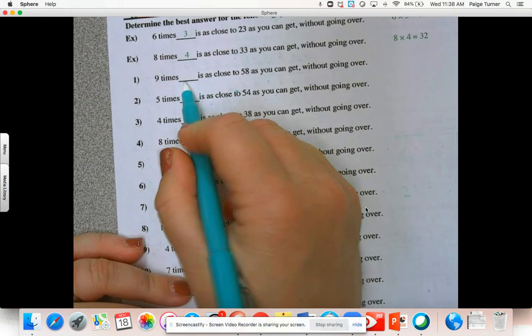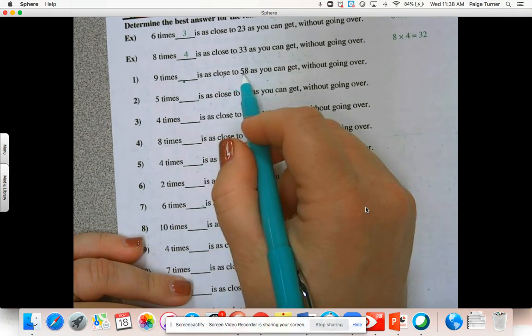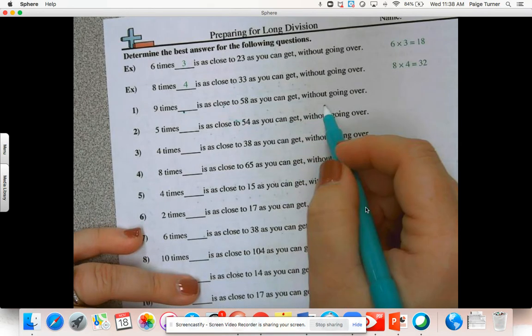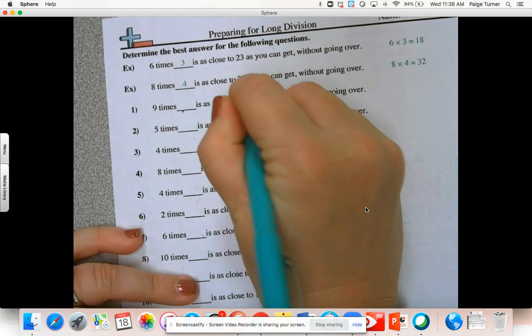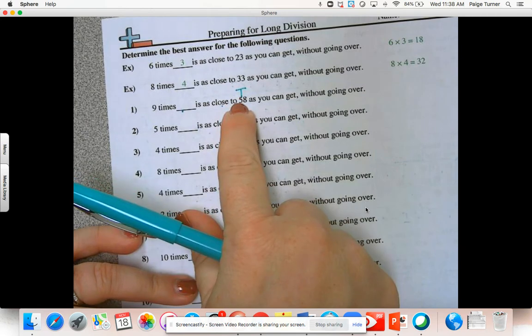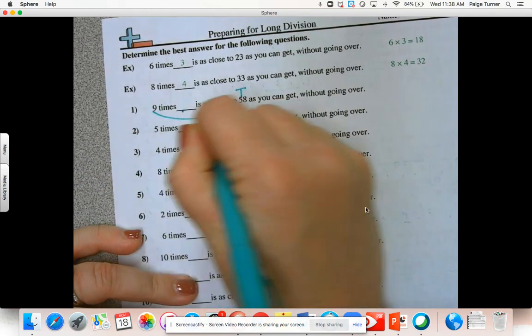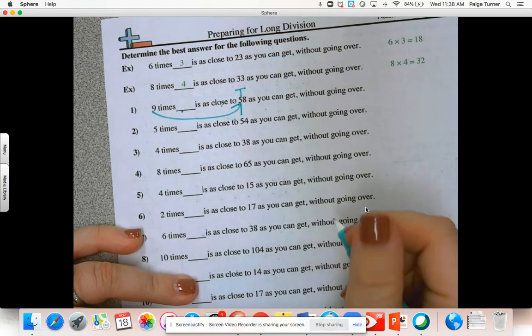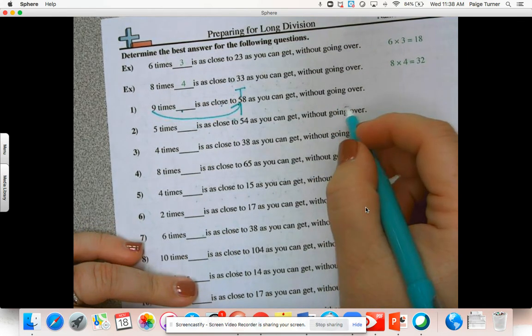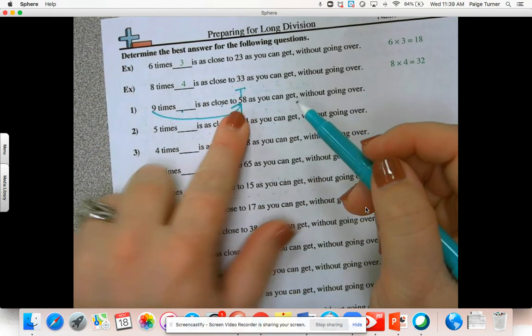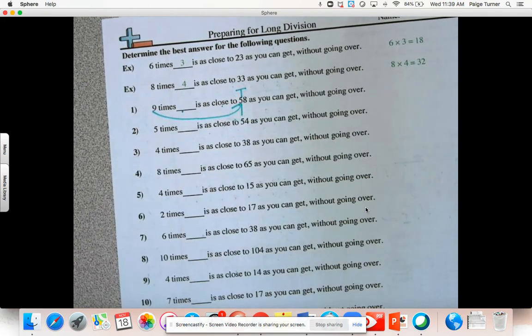9 times blank is as close to 58 as you can get without going over. Since we don't want to go over the number 58, that means that 58 is our total, and we're counting by 9 to get as close to 58 as we can, and we don't want to go over 58. So here's what we're going to do. We're going to count by 9s and try to get close to 58.